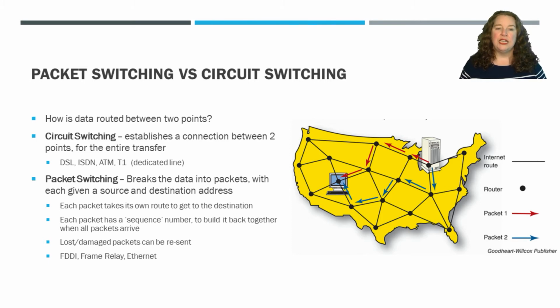The packet switching can be basic Ethernet. It can use frame relay, or it could be FDDI. See if you can remember what FDDI was.